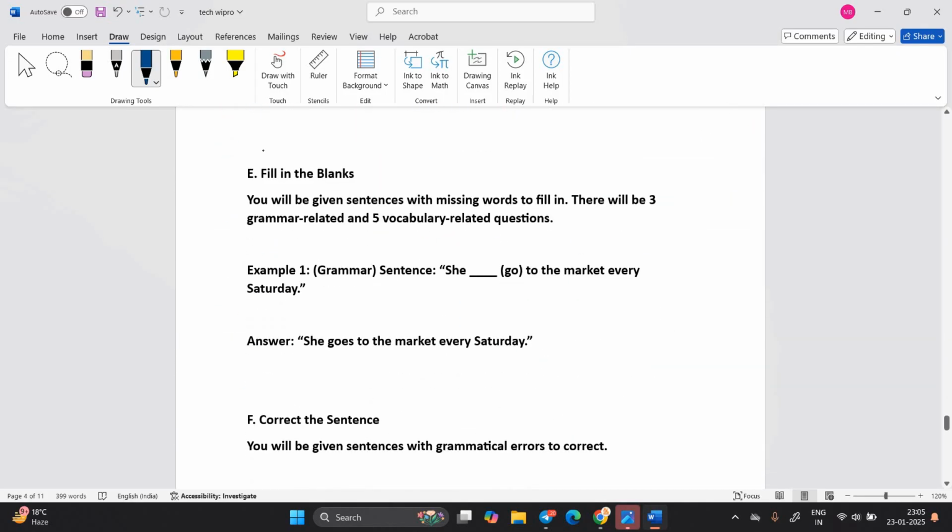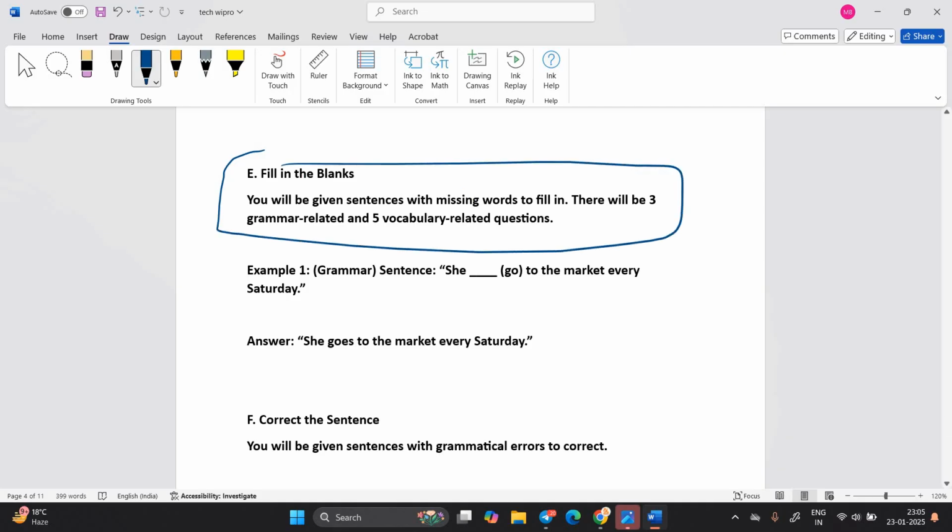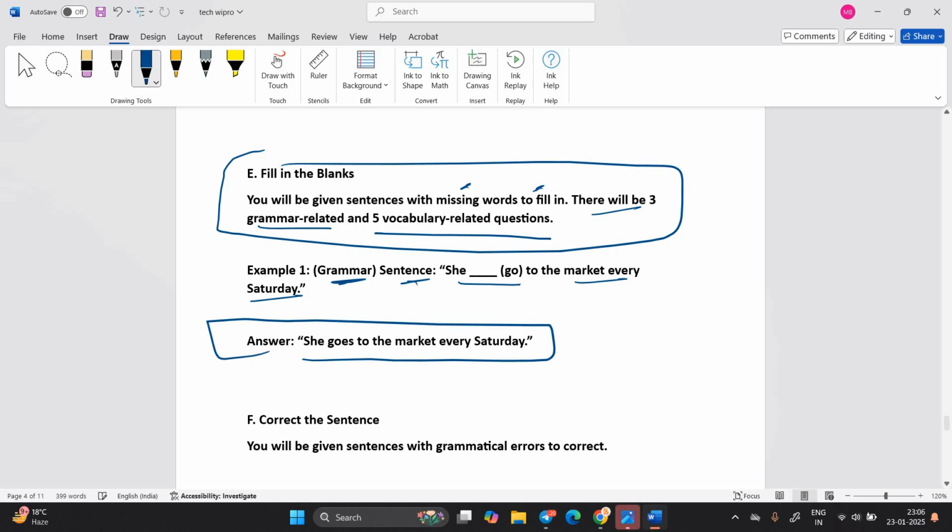Okay. Fifth section is fill in the blanks. In the fill in the blanks, okay, you will be given a sentence with a missing word to fill in. There will be 3 grammar related and 5 vocabulary related questions. Grammar related sentence: She go to the market every Saturday. She goes to the market every Saturday. This is a grammar related question. And they will ask 5 vocabulary related questions as well.